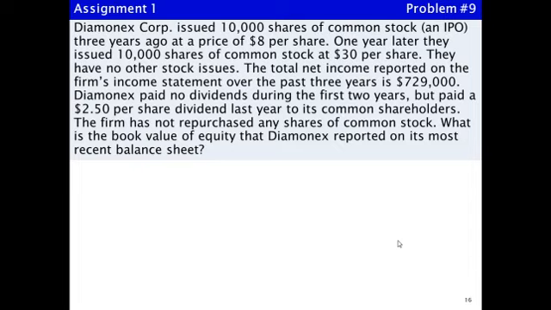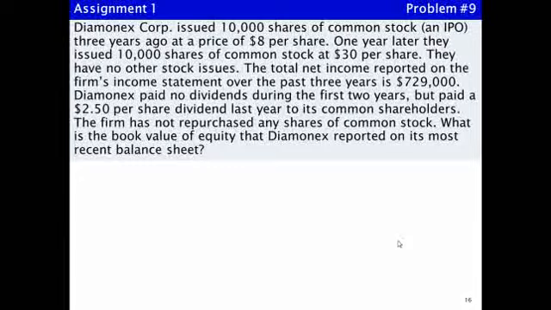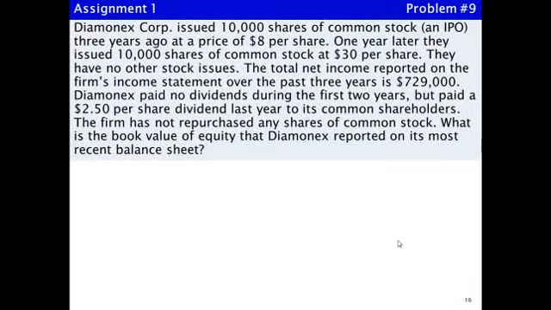3 years ago, the price was $8 a share. So 10,000 issued 3 years ago, $8 a share. But then a year later, they issued another 10,000 shares at $30 a share. Clearly, they've been doing something good if the price went from 8 to 30. No other stock issues. Just those two. So you're going to have 20,000 shares now.